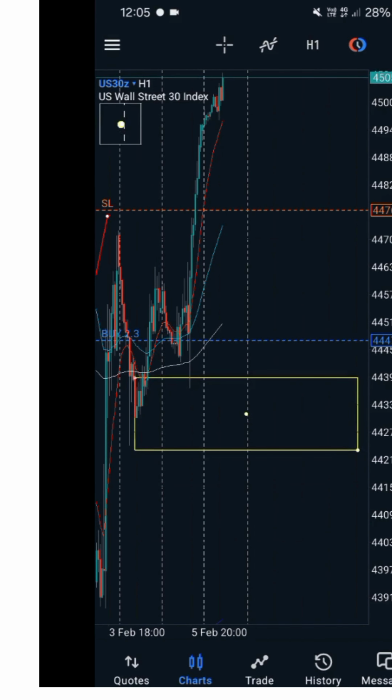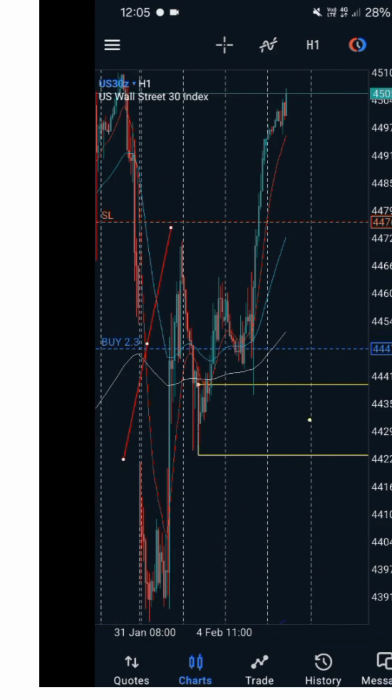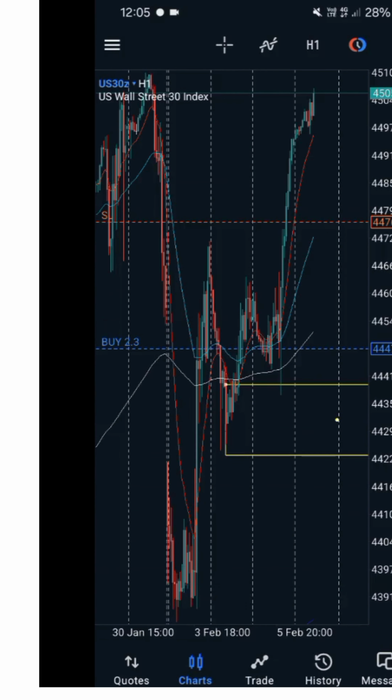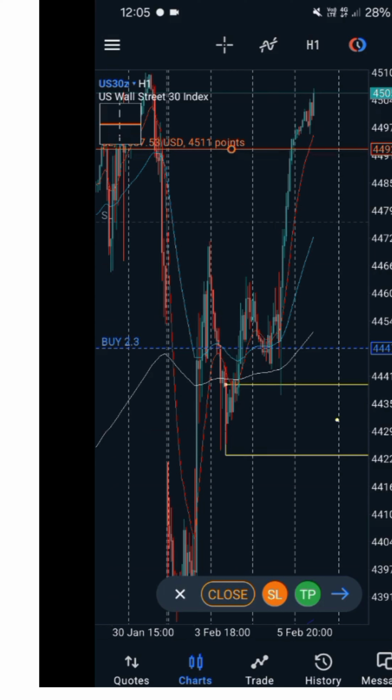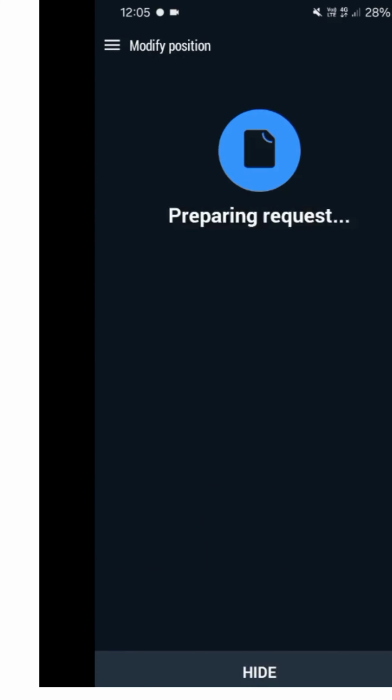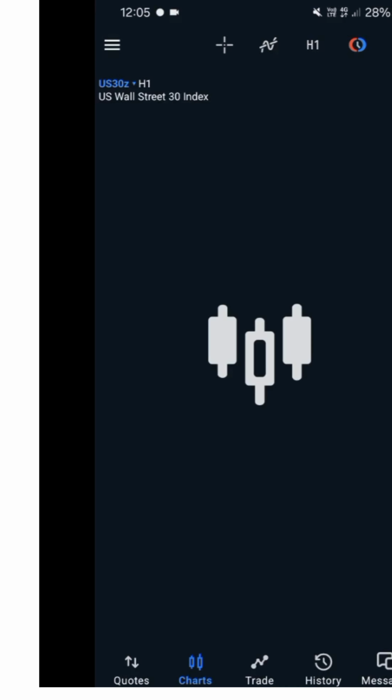Just looking at structure, we had a nice trap below that 200 EMA. That also gave me confirmation to actually re-enter this trade, and that's the reason why I'm still holding this. So I'll actually change this and place my stop somewhere here, just below that low.